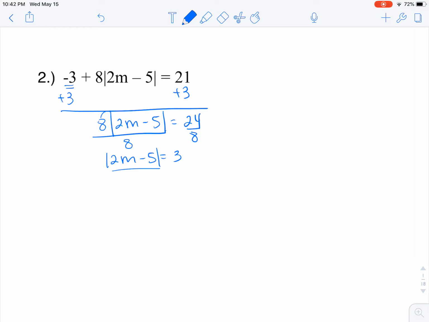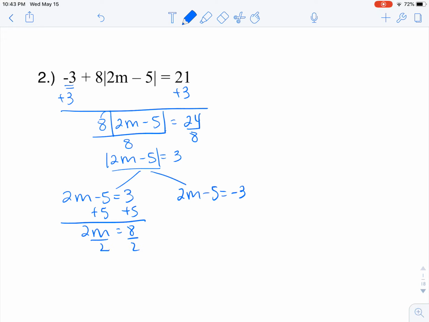And now once I have absolute value by itself, I'm going to split into two equations. So 2m minus 5 equals positive 3, and 2m minus 5 equals negative 3. Again, it's upside down t. You're just going to go through and solve like you would a normal equation. So m equals 4, and then over here, I get 2m equals 2, so m equals 1. So we have m equals 4 and m equals 1. Now you can see neither one of these are fractions, but that can happen like it did in number 1.